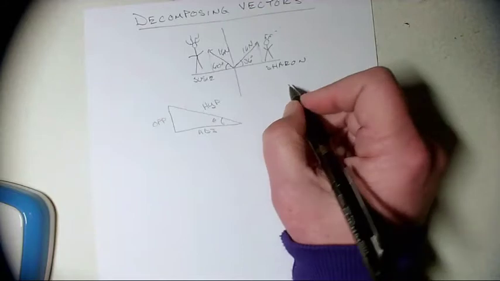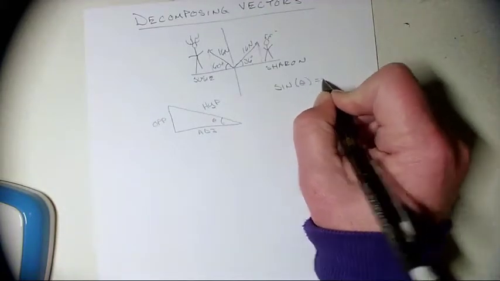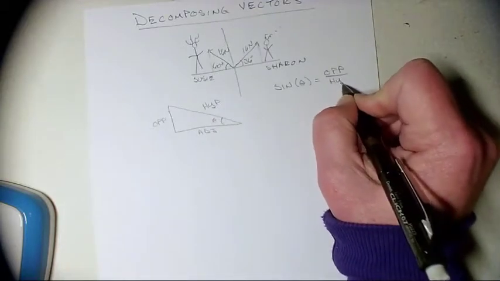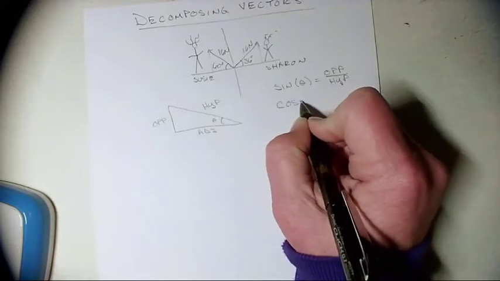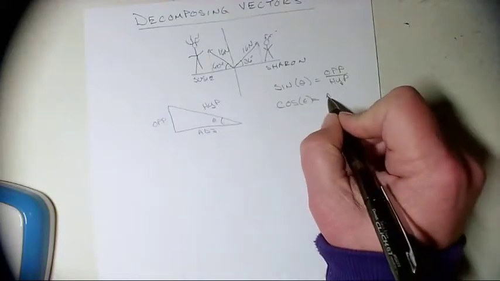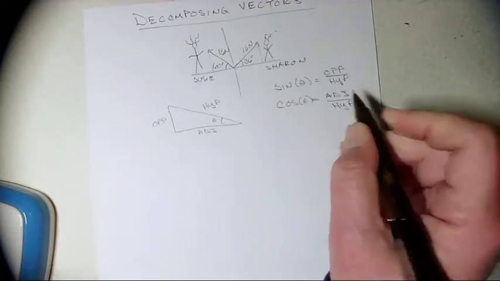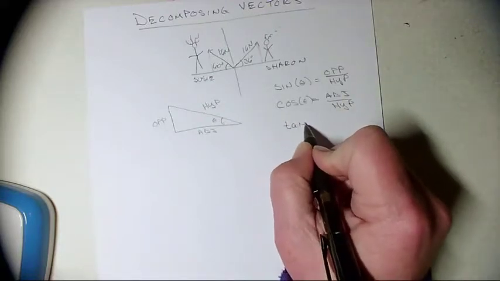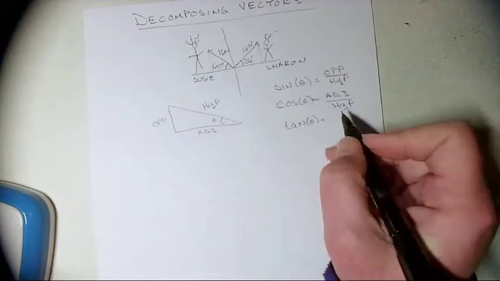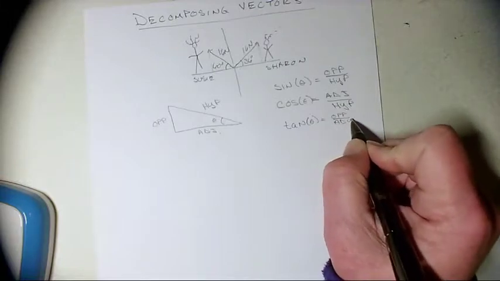We have some trig functions that we can use. So SOH CAH TOA: sine of theta equals opposite over hypotenuse. Cosine theta equals adjacent over hypotenuse. Tan theta equals opposite over adjacent, TOA. Opposite over adjacent.